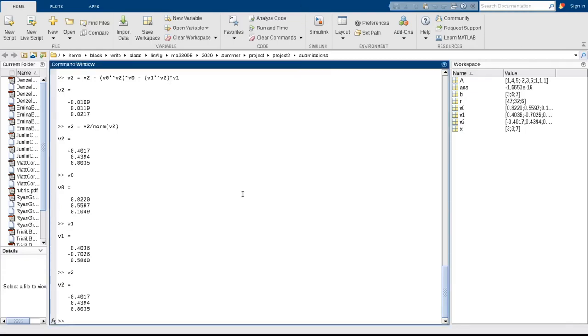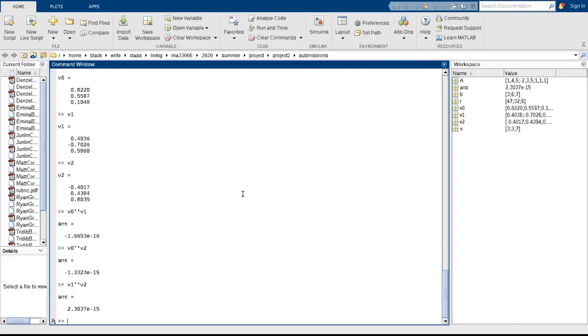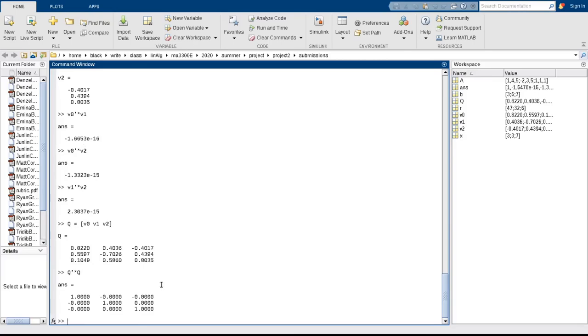Let's see what I'm going to do there. I take V0 dotted with V1, and that's basically zero. V0 dotted with V2, essentially zero. V1 dotted with V2, essentially zero. Now I can form a matrix from that. If I make the first column V0, second column V1, third column V2, notice the columns of this matrix are the vectors V0, V1, V2. If I take Q transpose times Q, I get the identity matrix, and life is good. I can proceed now and try to solve whatever I need. All right, thank you.